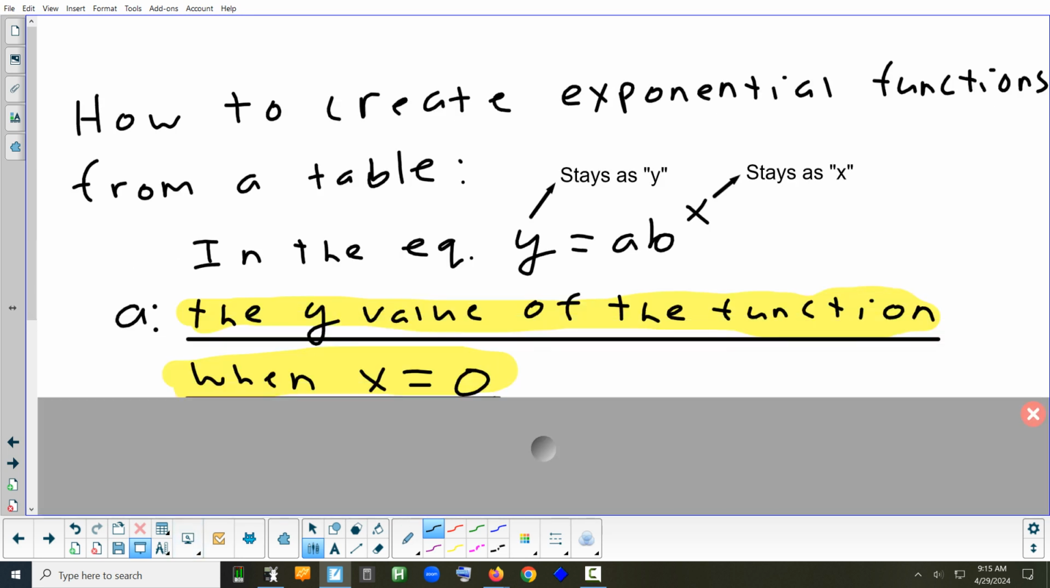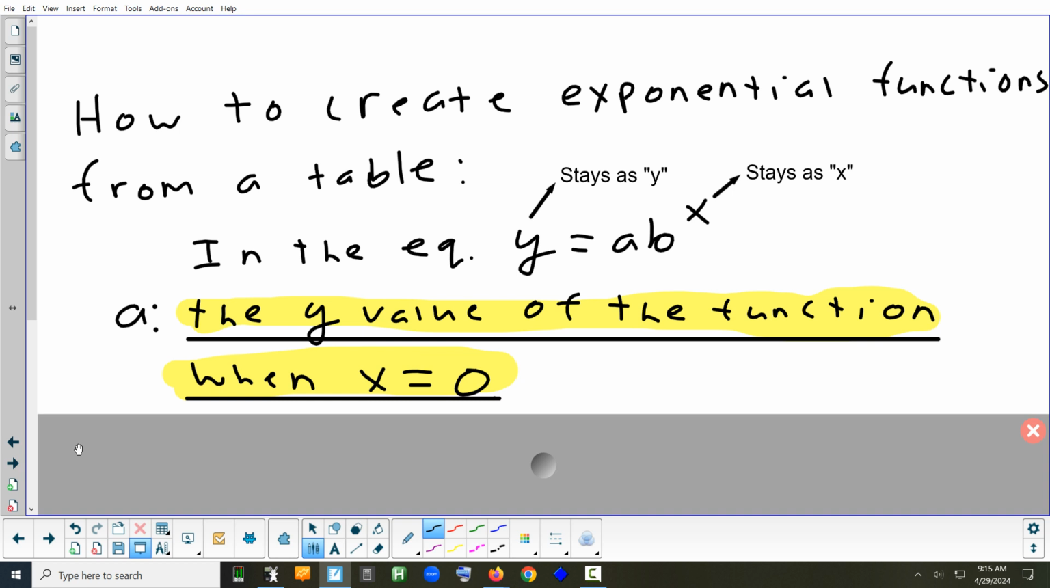Okay, so what's the A? So where it says A is on your guided notes, you want to write down A is the y value in the table when x is 0. Okay, it's the y value in the table. So you're going to read a number from the y row when x is 0.